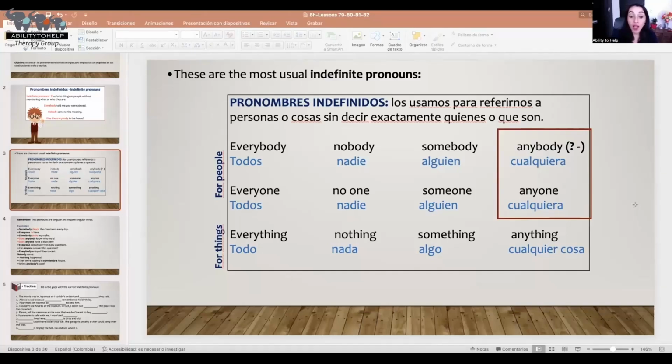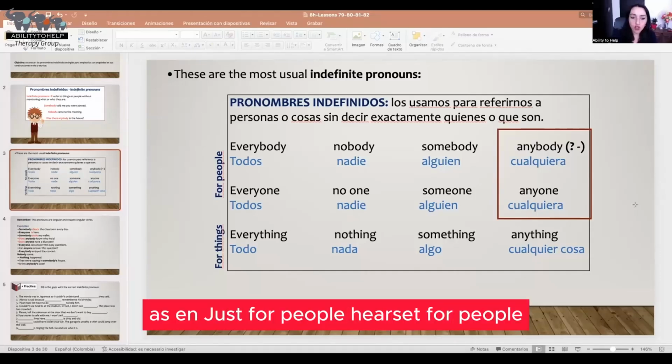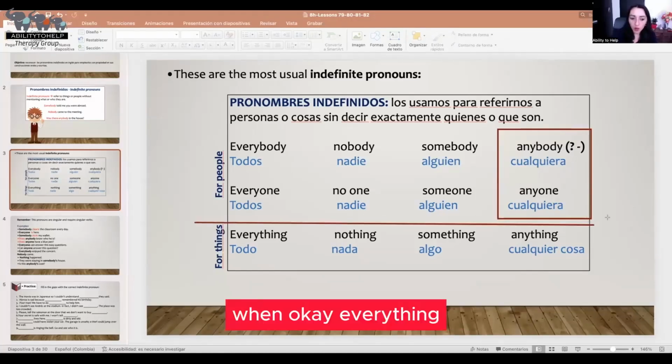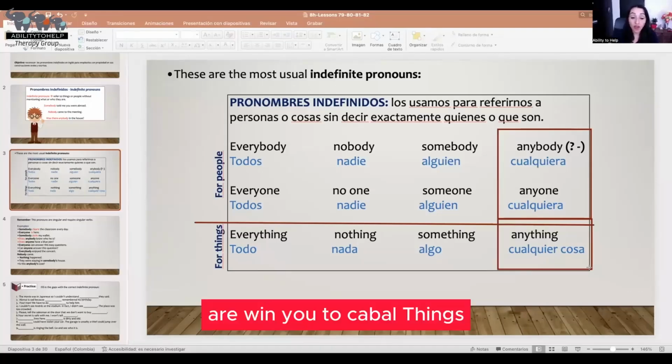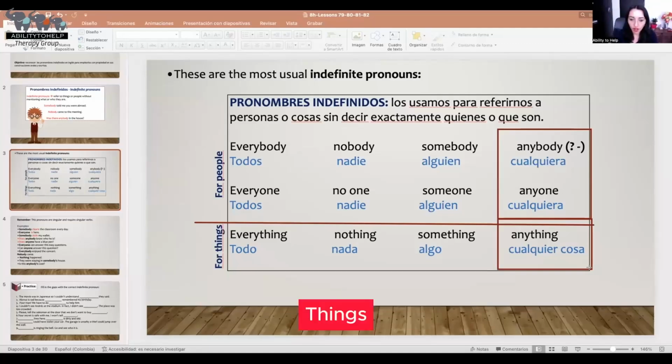Everybody is like everyone, they are the same, just for people. Here it says for people. When we talk about things: everything, nothing, something, or anything. Anything is like anybody or anyone, just for negative sentences or questions. Okay. Everything, nothing, something are used when you talk about things. Everybody is when you talk about people.